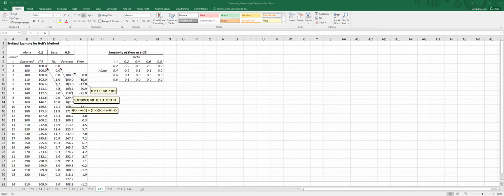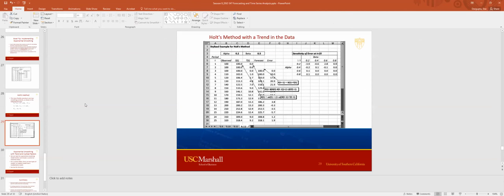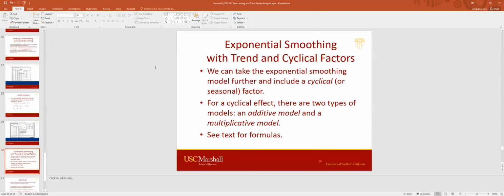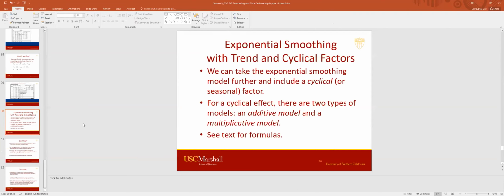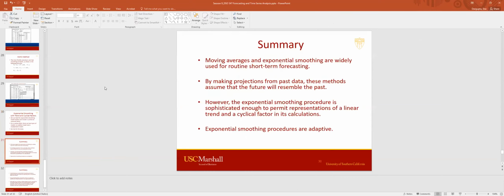And now let me go back to the PowerPoint. So exponential smoothing with trend and cyclical factors. For a cyclical effect, in fact, there are two types of models, again, additive and multiplicative. And I have actually given you Holt's way as a great way of doing that, but the text has some additional formulas for those of you who must look at a cyclical or a seasonal factor. But content-wise, let's make sure that you have hit these ones today. And then we will go into talking about your key takeaways.